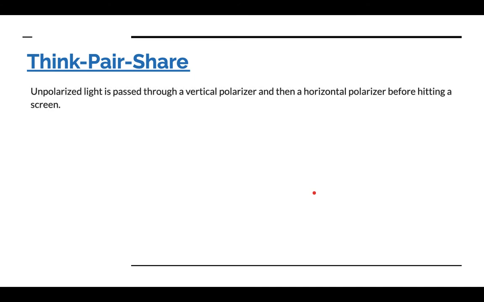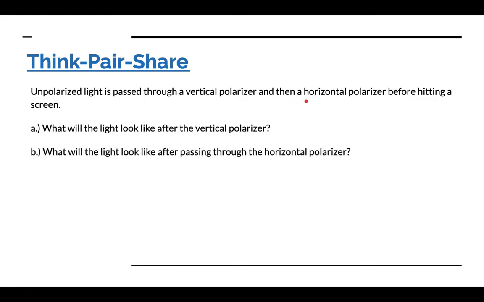So lastly, we come to a think, pair, share. Unpolarized light is passed through a vertical polarizer and then a horizontal polarizer. Before hitting a screen, we want to know which way the light will be oriented after it passes through the vertical polarizer. Will it still be random orientation? Will it be vertically oriented, horizontally oriented, or no light at all? And then what will the light look like after passing through the horizontal polarizer?